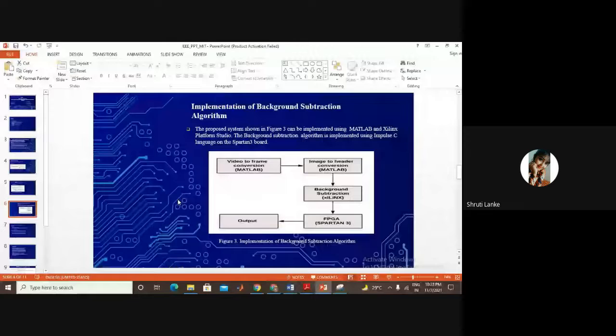As you can see, the implementation of the background subtraction algorithm can be done using MATLAB and Xilinx Platform Studio. The background subtraction algorithm is implemented using Impulse C language on a Spartan 3 board. Let me explain step by step. First one is the frame conversion and grayscale conversion.